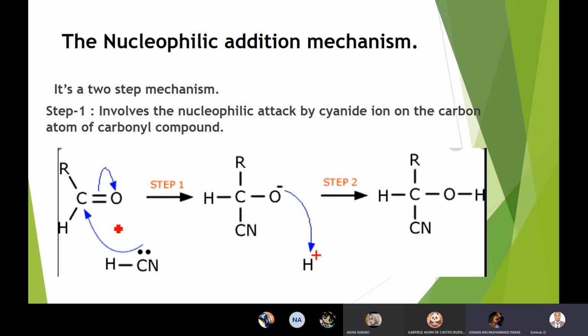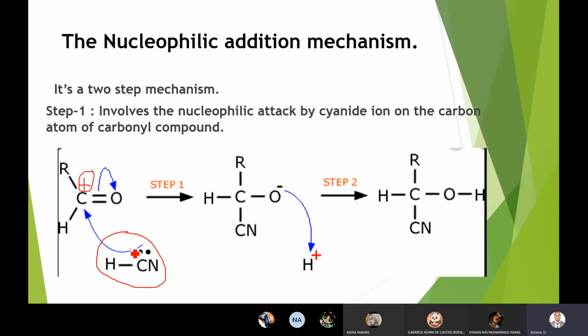Now, initially, just leave this aside. Don't think of this at all. Initially, when compared with this carbon, oxygen is the more electronegative atom. Because of its electronegativity, it pulls the loosely bonded pi electrons towards it. Because of that, this carbon now has only 3 bonds, so this carbon will form a carbocation. That is step 1.